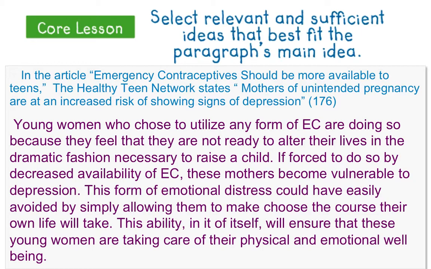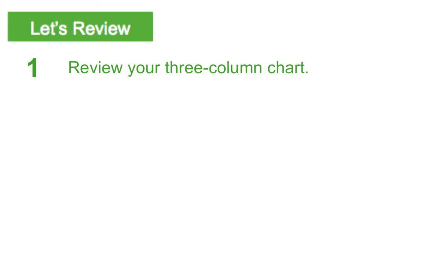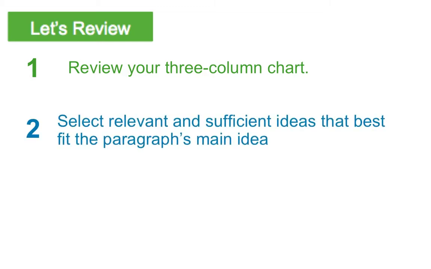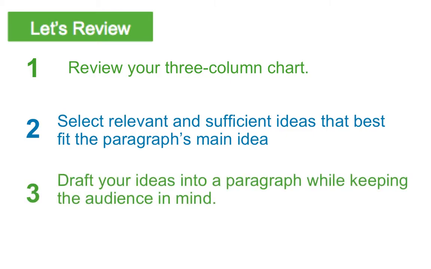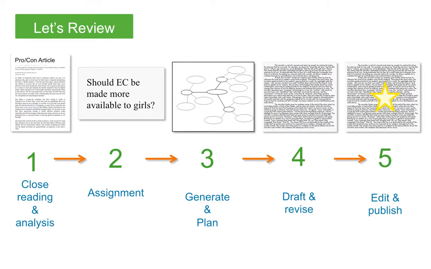Please feel free to pause the video at this point and rewind to review the paragraph prior. Pay close attention to how both paragraphs directly contradict each other. Here are the 4 steps of this lesson. First, we reviewed our 3-column chart. Then we selected relevant and sufficient ideas that best fit the paragraph's main idea. Finally, we drafted our ideas into a paragraph while keeping the audience in mind.